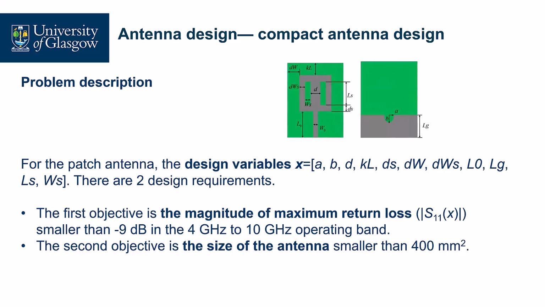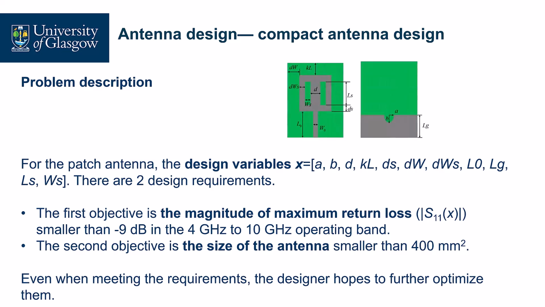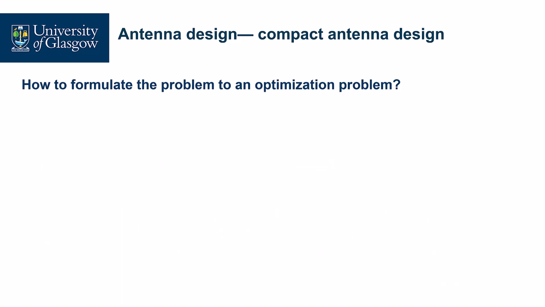Even when we meet the two specifications, the designer still hopes to further optimize them. There are specifications for max S11 and the size, but when we meet them, we still hope to optimize further. Then how do we formulate this problem? Is it single-objective or multi-objective?